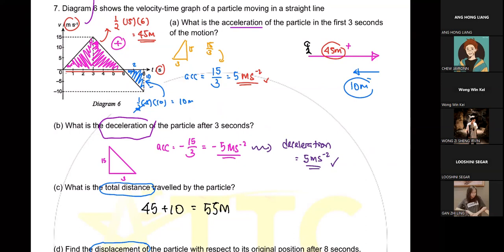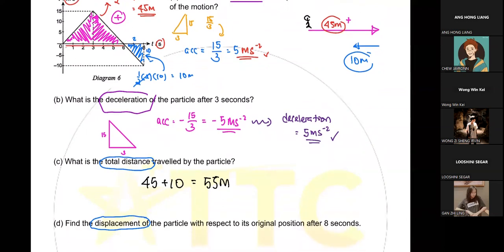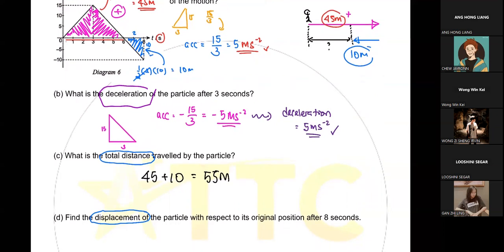Right, correct. But then after that, what about the displacement? So displacement is, this is the starting point, right? This is the ending point, right? So your distance between your starting point and your ending point. So guys, how to find this question mark? That's your displacement. So the answer will be 45 minus 10 equals 35 meters.